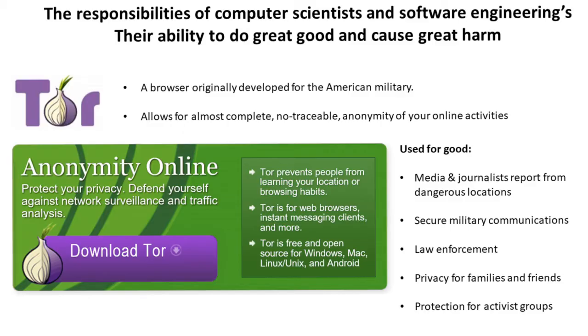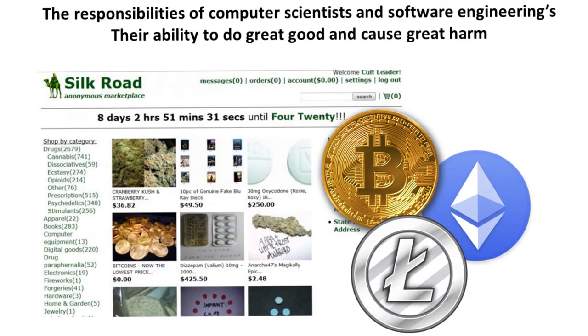It's promoted as a great tool for good, of course, and indeed it is used by media and journalists to report from dangerous locations. It can be used for secure military communications and law enforcement. It can be used by families and friends for privacy and for protection of activist groups. Of course, this exact same software, which is being used for good, can also be used for great harm. There are lots of illegal activities that take place through the Tor browser, not least the selling and dissemination of narcotics.